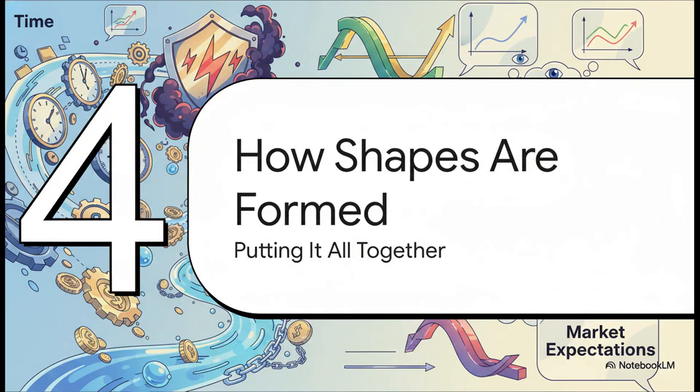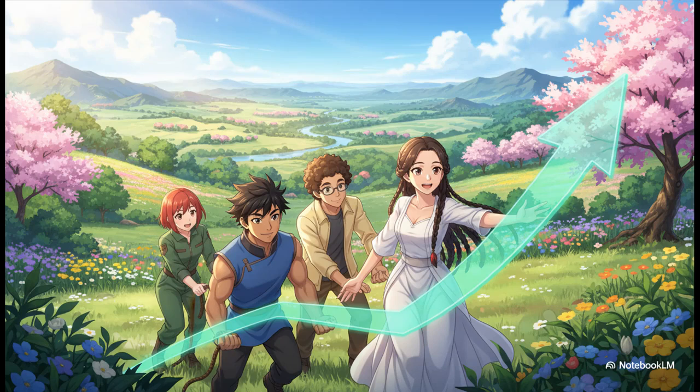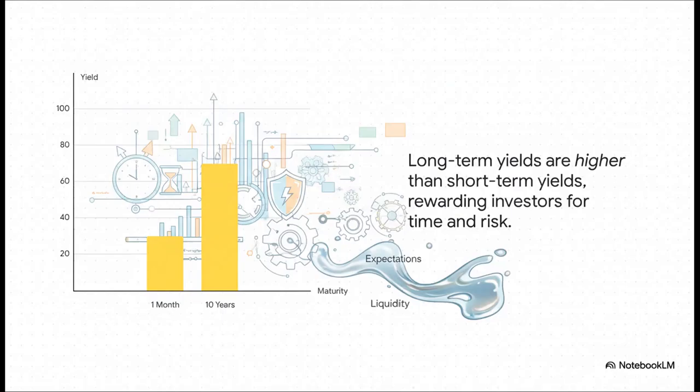Okay, so we've got our ingredients and our recipes. Now for the fun part. Let's see what happens when we actually put it all together and cook up the different curve shapes we see in the real world. First up, the most common shape you're going to see, the normal upward sloping curve. Generally speaking, this is what a healthy economy looks like. It's simple, right? Short-term yields are low, and as you go further out in time, the longer-term yields get higher. This is the market rewarding investors for taking on the risk of committing their money for a longer period.